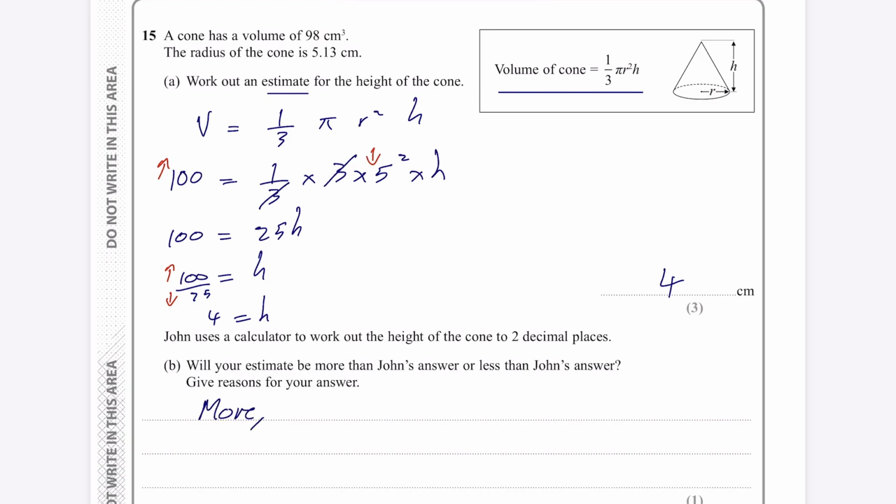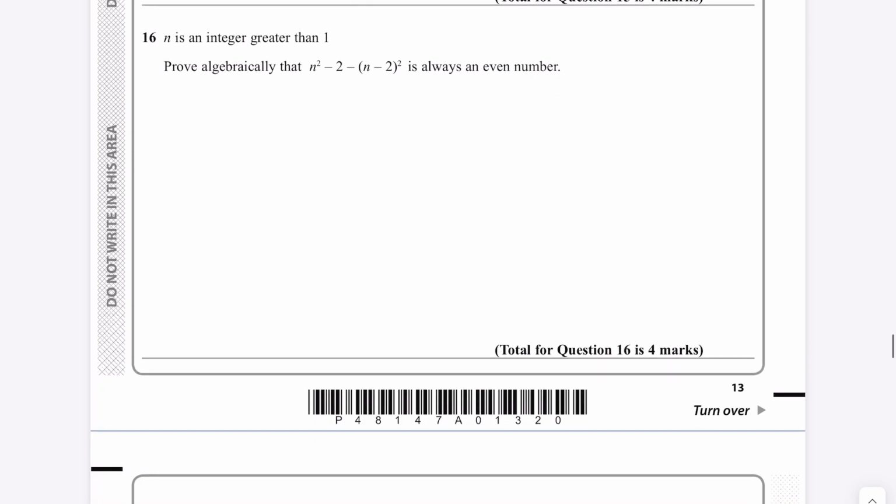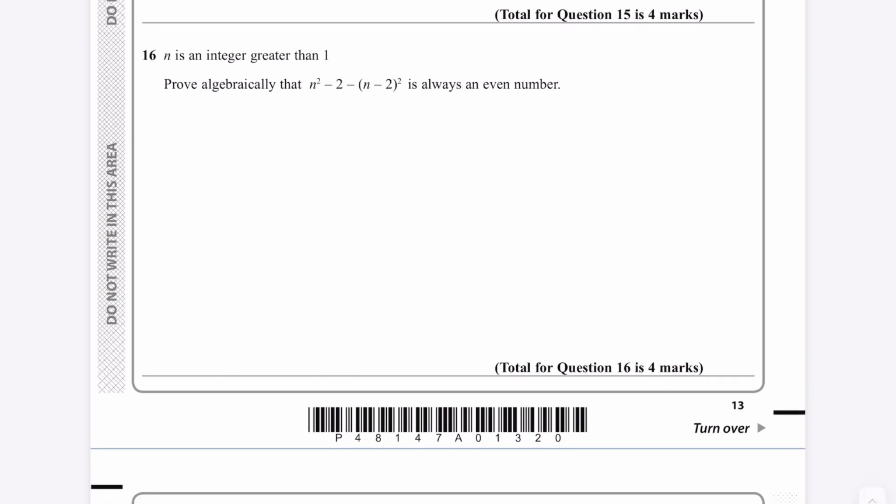And then you can just say, because we've increased the numerator and the denominator, the numerator goes up and the denominator goes down. That will do. And n is an integer greater than 1, prove algebraically that this is always a positive number.